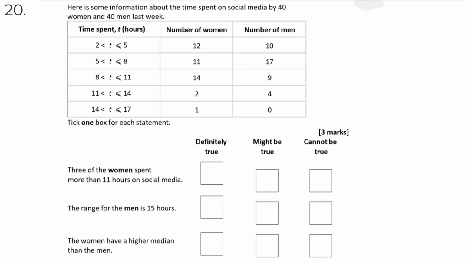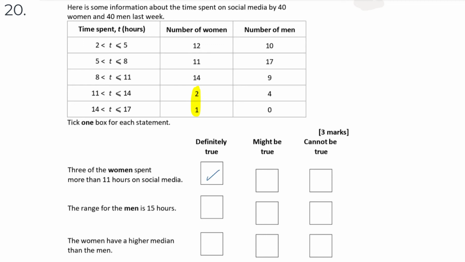3 of the women spent more than 11 hours on social media. Well, yeah, you can look at those there. The 2 spent between more than 11 and less than 14, and the 1 spent more than 14 and less than 17. So yes, that's definitely true then. There are definitely 3 women who spent more than 11 hours on social media.